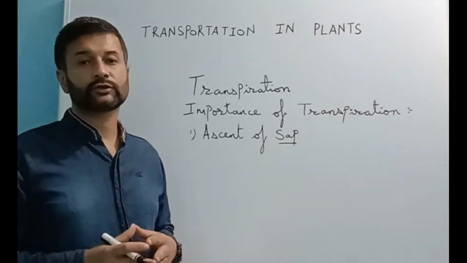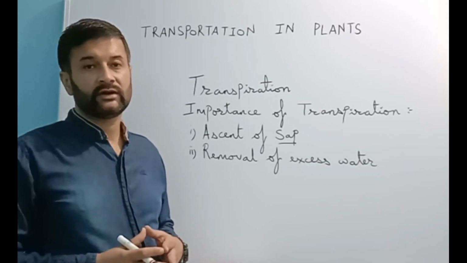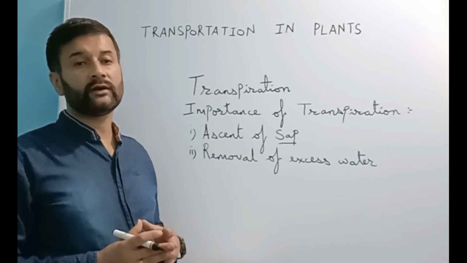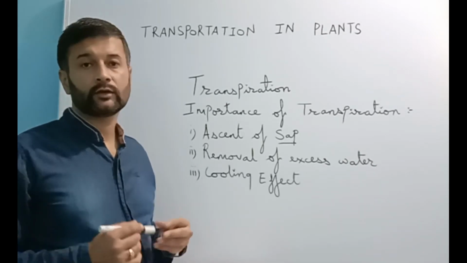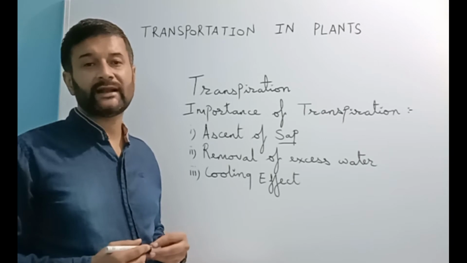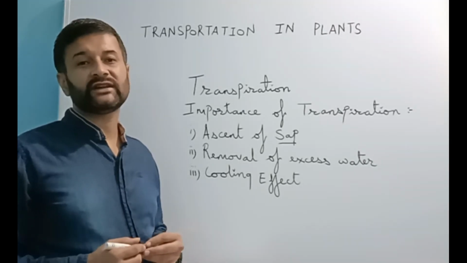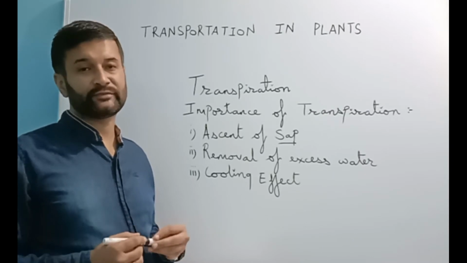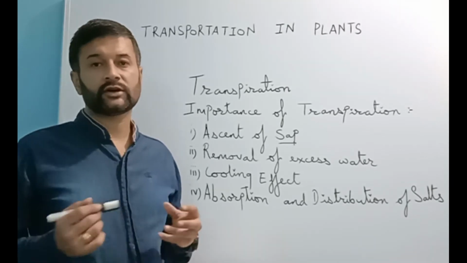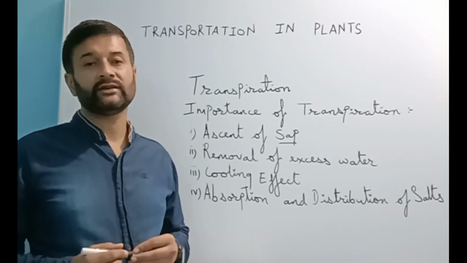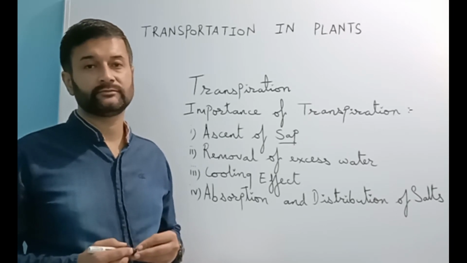Removal of excess water. Transpiration helps in the removal of excess water which is absorbed by the plants. Cooling effect. Transpiration helps in regulating the temperature of the plant body, since evaporation helps in reducing the temperature. Absorption and distribution of salts. The continuous water current produced by transpiration helps to absorb and distribute salts.